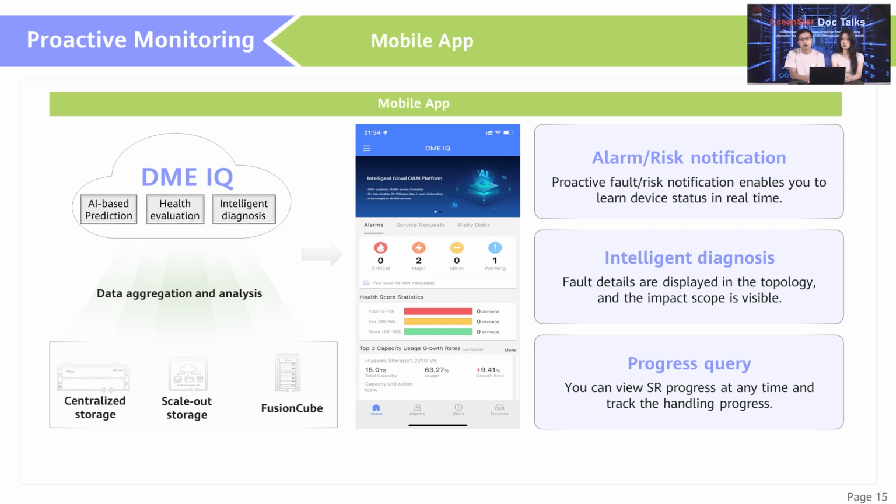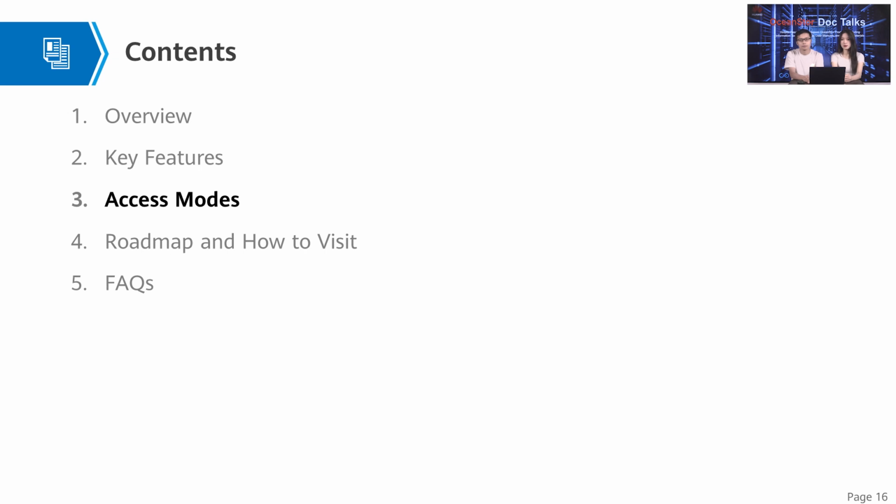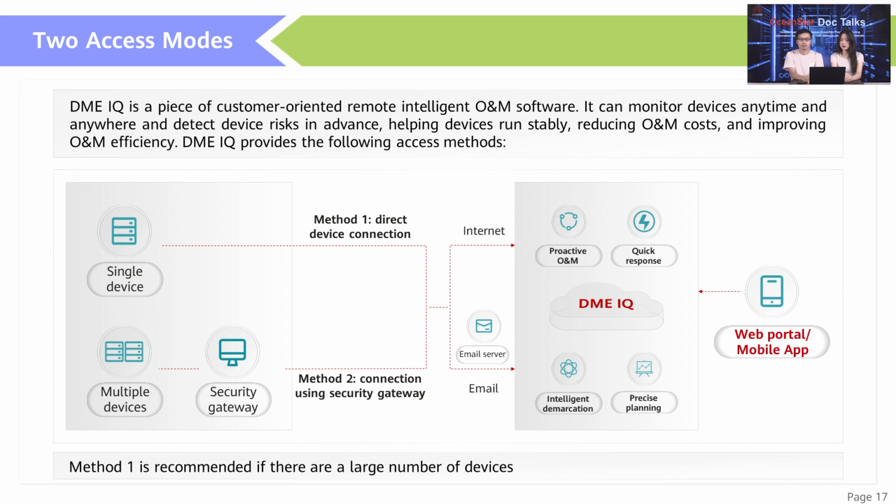What's more, DME IQ uses AI to intelligently predict potential device risks and diagnose faults, helping you quickly handle device risks and problems. Next, we will introduce two methods of connecting devices to DME IQ. One method is to use a piece of independent software, DME IQ client. It is deployed on a Windows server at the customer site. The customer can add a device to the DME IQ client. Then the DME IQ client can report device alarms and O&M data to the DME IQ cloud system so that the partner can use the data on the DME IQ partner portal.